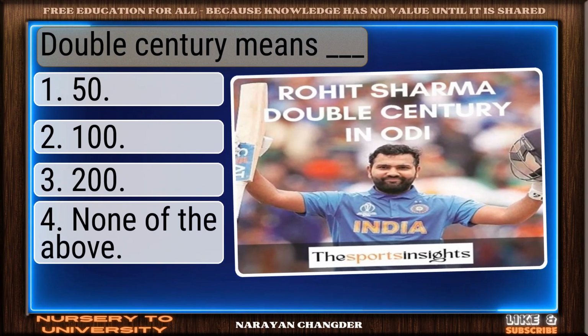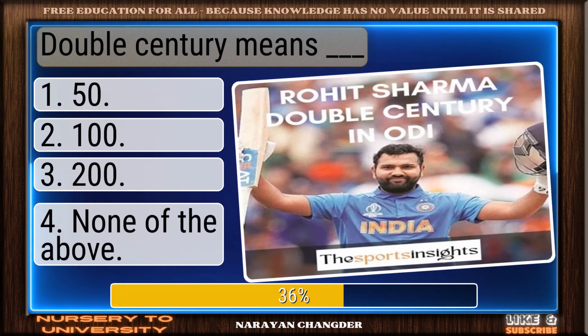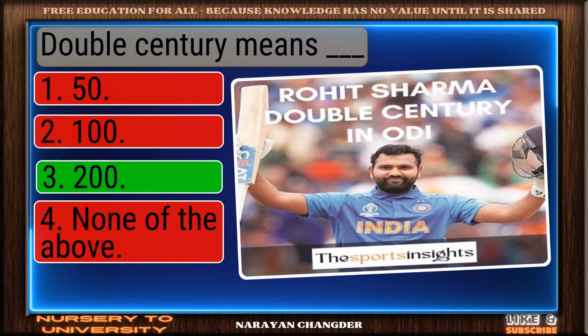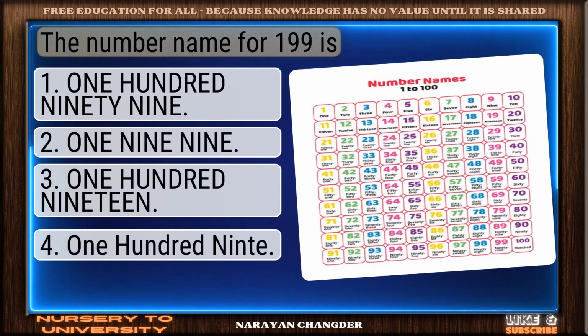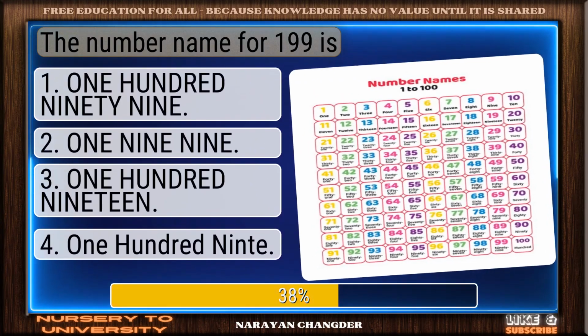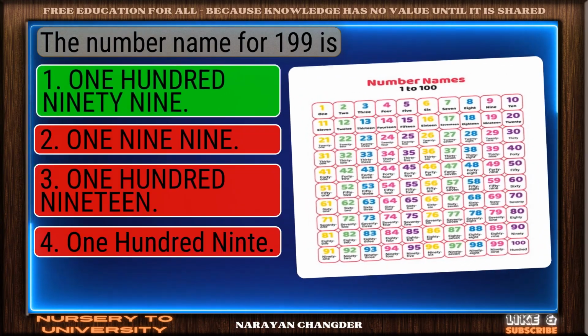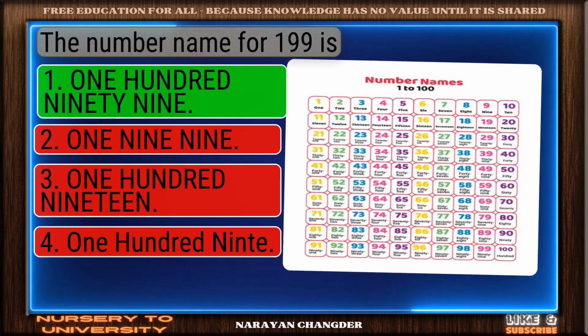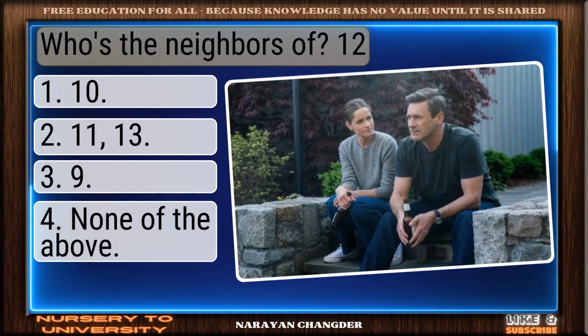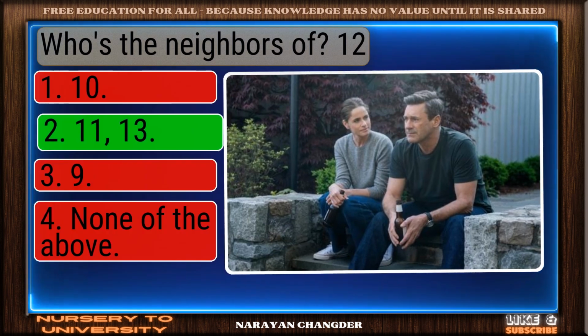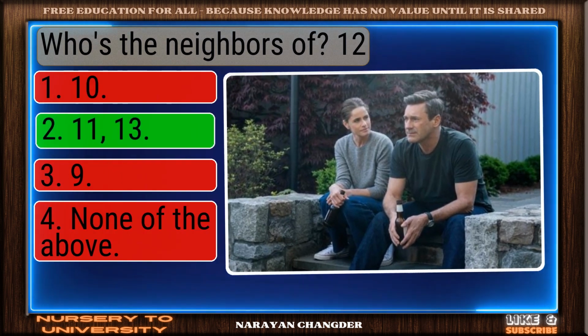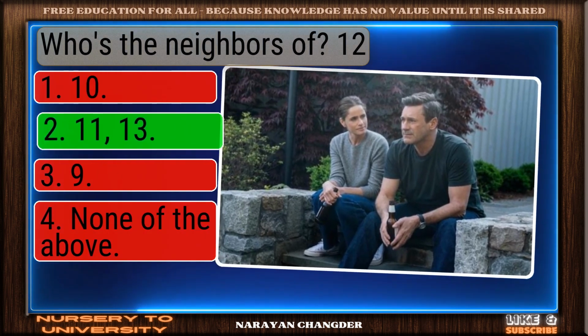Double century means dash. Sharp thinking. 200 is the right choice. The number name for 199 is. Nicely done. 199 is a solid answer. Who are the neighbors of 12? Nice work. You chose 1113 and it is correct.